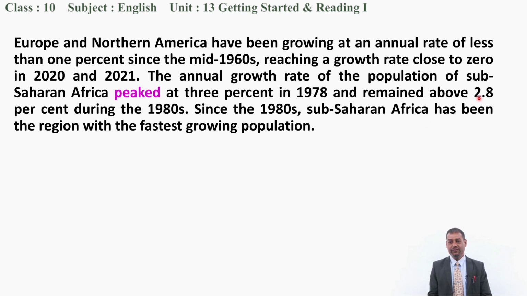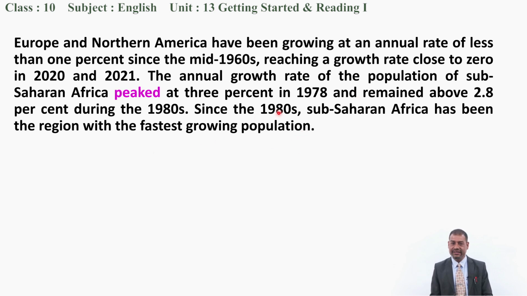And remain above 2.8% during the 1980s. So what is the data? Remain in the 1980s. Yes, you are right again. That is 2.8. Since the 1980s, sub-Saharan Africa has been the region with the fastest growing population.